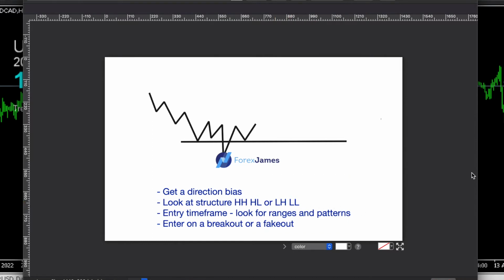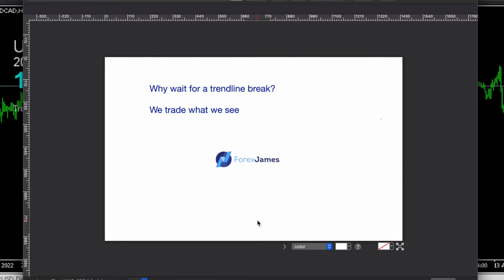Then finally on the H1, we zoom in further and look for price patterns and ranges to form, and then we will decide if we're going to enter on a breakout or a fakeout. So why enter on the trendline break? Why not be the first to jump the gun and participate?